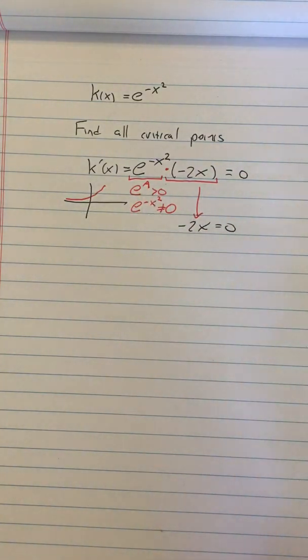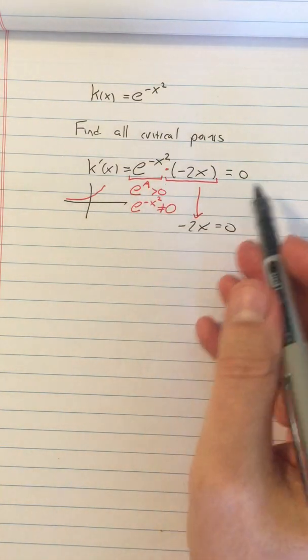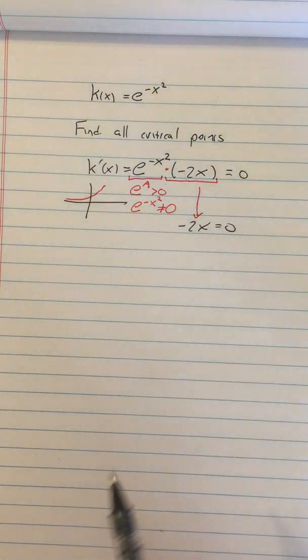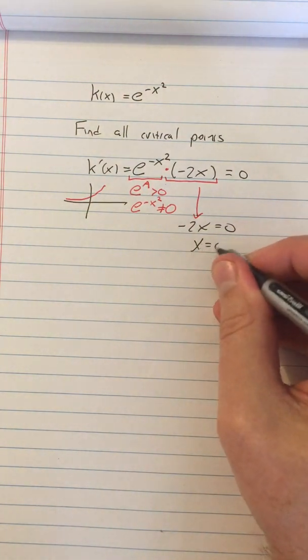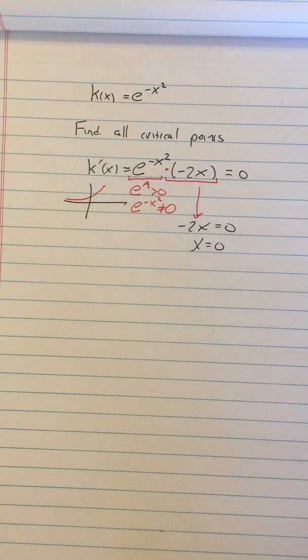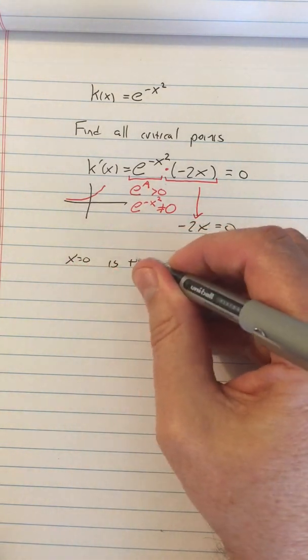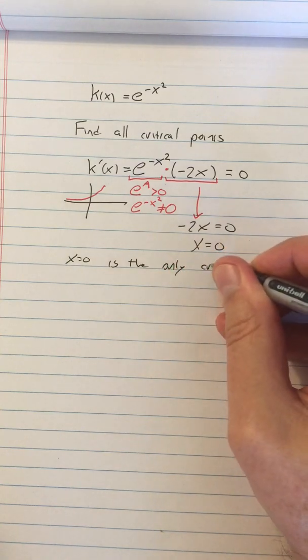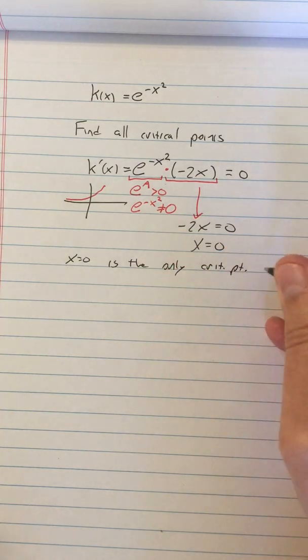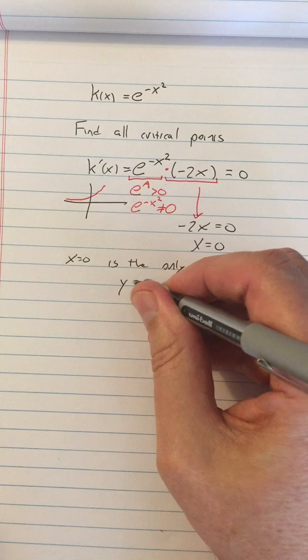Right? That e to the negative x squared is never going to be 0. So how could this whole thing be 0 if negative 2x is equal to 0? All right, so then we get x equals 0. So that's our only critical point. So we might want to observe x equals 0 is the only critical point of y equals, I guess it was k of x.